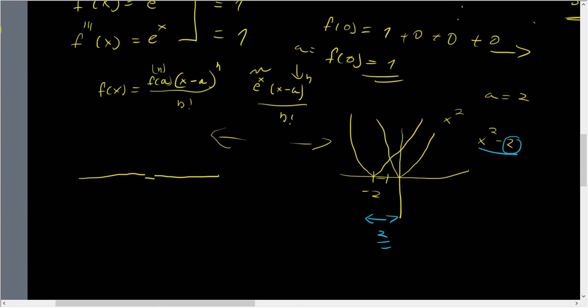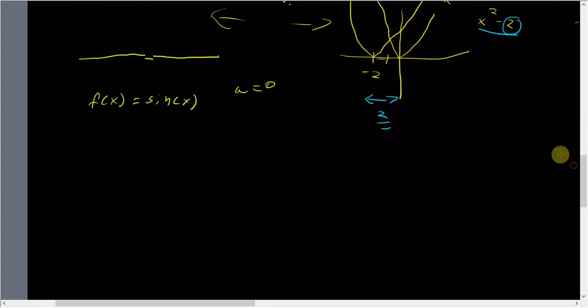Okay, so now let's do a more complicated example. Let's do sine of x. We'll evaluate the function at point 0, and then later on we'll evaluate it for a equals 1. But let's do the Maclaurin series first.